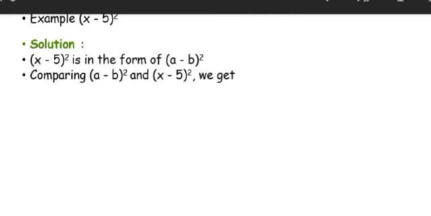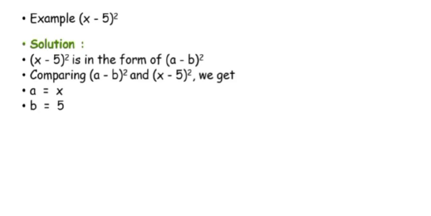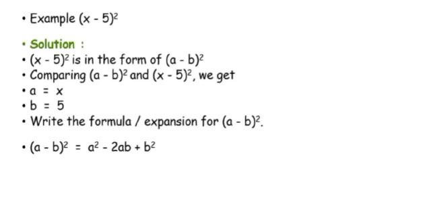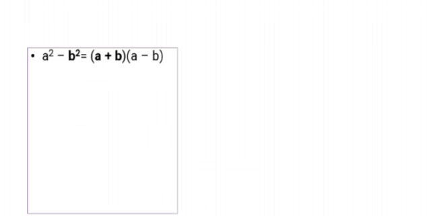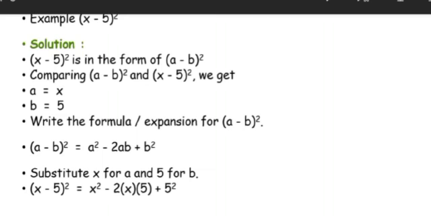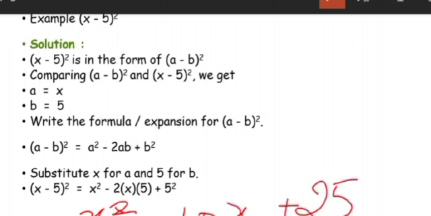That means in place of a I have an x, in place of b I have a 5. So I will be writing the formula now, which says (a − b)² = a² − 2ab + b². Now the substitution part: in place of a I am going to write x, in place of b I will be writing 5. So my final answer would be x² − 10x + 25. This would be my final answer.